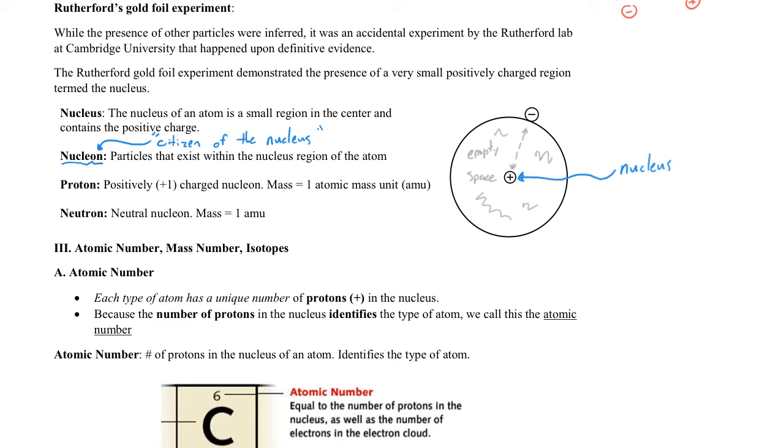Now, it turns out we've just discussed the proton, which is one of the nucleons. It's the positively charged nucleon. It has a mass of 1, that's called an atomic mass unit, or AMU. Now, there is also another type of nucleon, another citizen of the nucleus. These are called neutrons. Neutrons, like protons, also have a mass unit of 1, so they're the same mass. However, their charges are not the same. Neutrons do not have a charge. They're neutral.